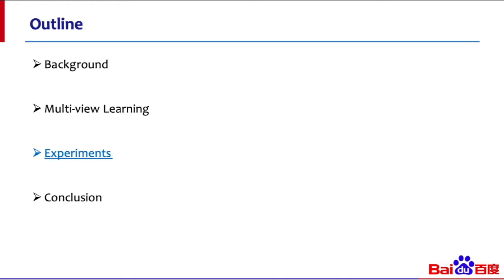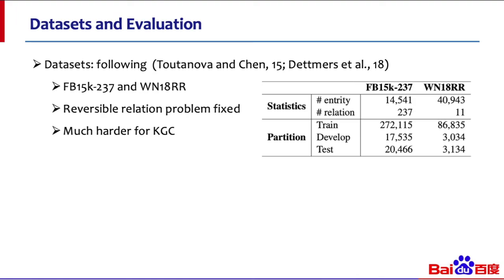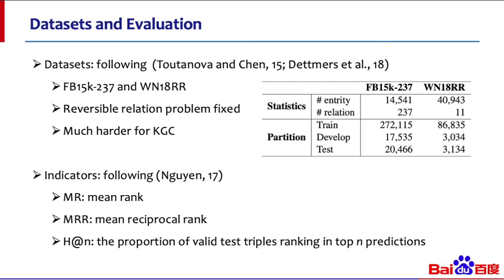Now, experiments. We use 2 widely used datasets, as described in the table. They fixed the reversible relation problem based on the original version, so they are much harder for KGC. The indicators include mean rank, mean reciprocal rank, and the proportion of valid test triples ranking in the top n predictions.